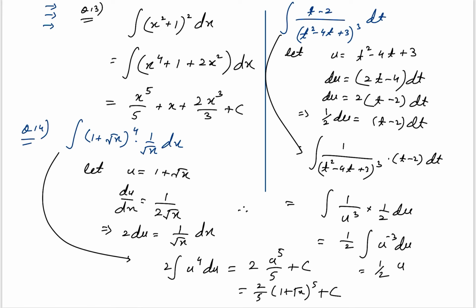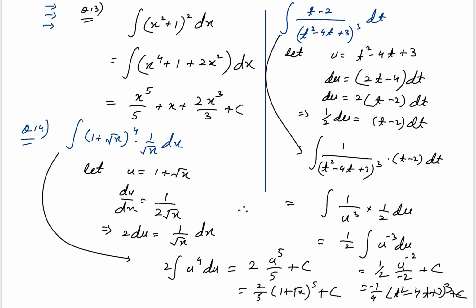Then you can integrate it as u to the power minus 2 divided by minus 2 plus c, and at last you will replace u, so that is t square minus 4t plus 3 whole square plus c. So this was solving the question of integration using the power rule and the substitution method. As the lecture will become too long, I will solve some questions and send them to you on WhatsApp, right?